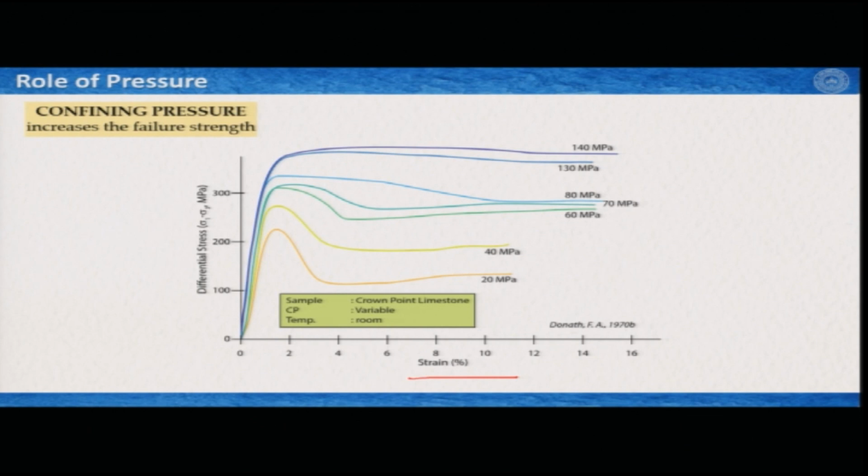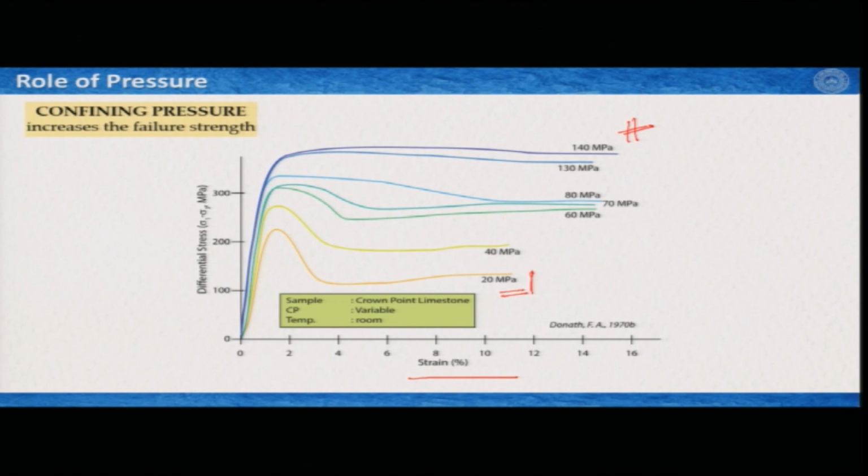That means the sample was taken to different pressures, different isostatic conditions, and then it was deformed. So, the isostatic pressure or confining pressure was variable, it ranged from as low as 20 megapascals to 140 megapascals. You know the pressure conversion with depth, and you can think what depth corresponds to 20 megapascals, and what depth corresponds to 140 megapascals.